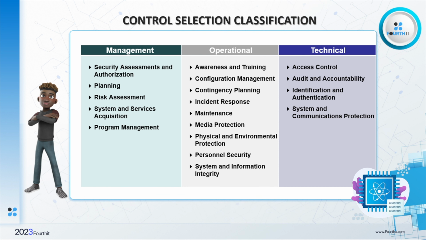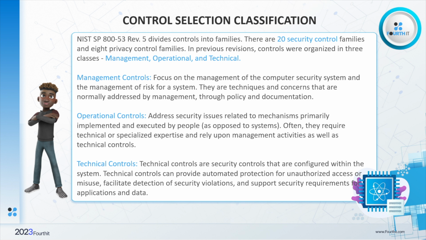And what are we talking about? We are talking about the access controls. We are talking about the audit and accountability. We are talking about identification, authentication. We are talking about the system and communication protection. And this is what we refer to as information classification. So there are three classifications. There are 20 security control families. There are three classifications. And the classifications are the management, operational, and technical controls. I'm sure you have a better understanding of what this is.